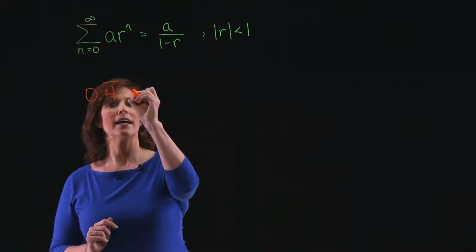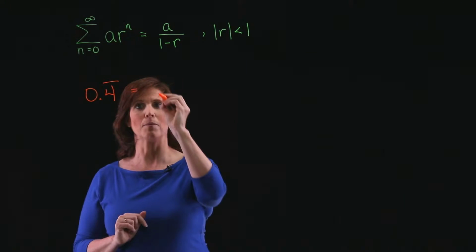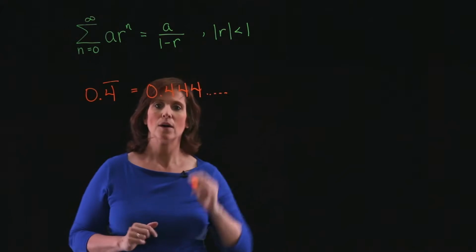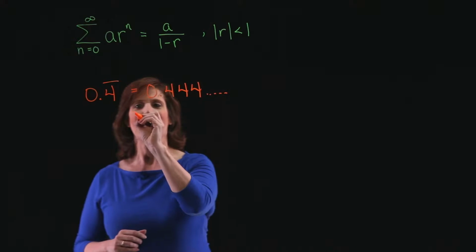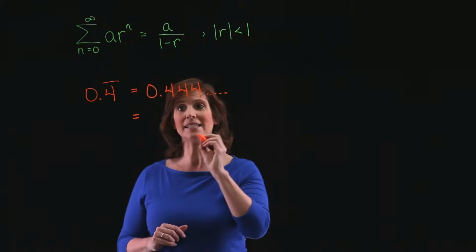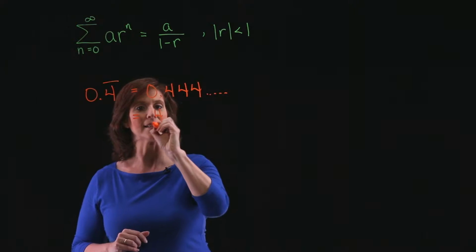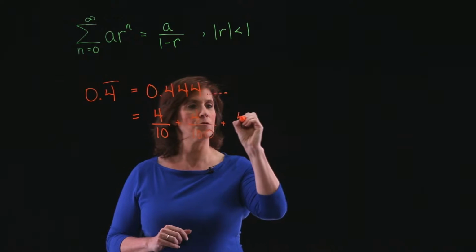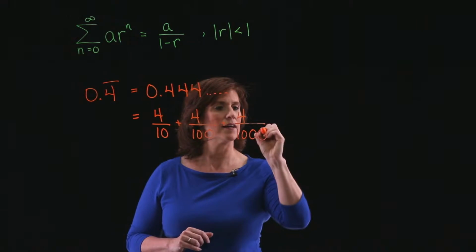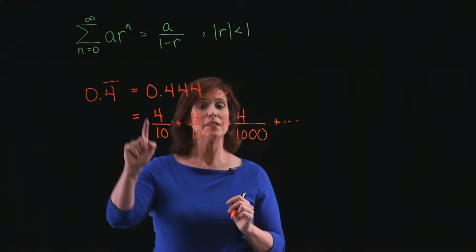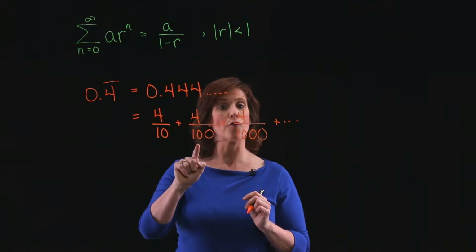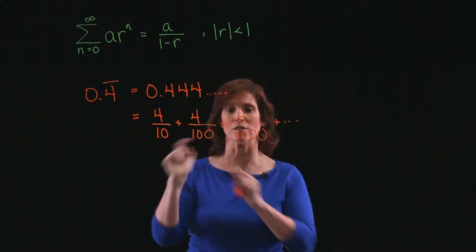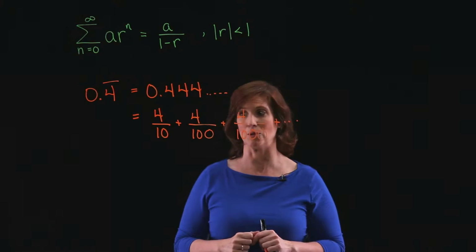The first thing I'm going to notice is that 0.444 and that 4 repeats. I'll write it with those 4s written out, or at least partially written out. And then I'm going to notice that this is the same thing as 4/10 plus 4 over 100 plus 4 over 1,000, and so on. Because 4/10 is the 0.4, 4 over 100 is 0.04. That gives me the second 4. 4 over 1,000 is 0.004. So when I add them together, I get my repeating decimal.